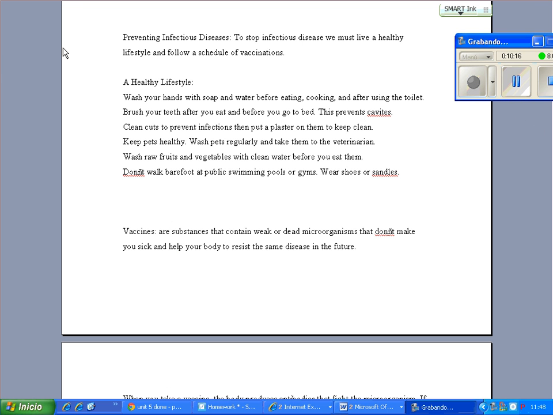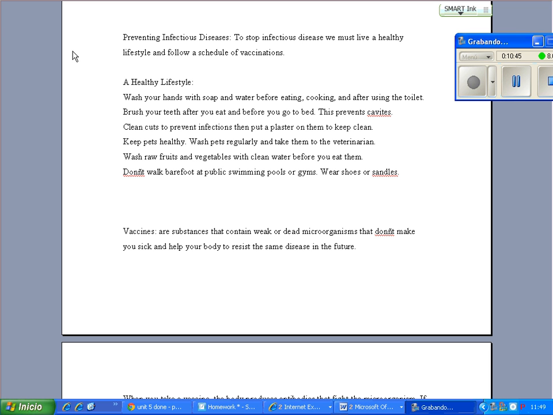Preventing infectious diseases. To stop infectious disease, we must live a healthy lifestyle and follow a schedule of vaccinations. A healthy lifestyle. Wash your hands with soap and water before eating, cooking, and after using the toilet. Brush your teeth after you eat and before you go to bed. This prevents cavities. Clean cuts to prevent infections, then put a plaster on them to keep them clean.